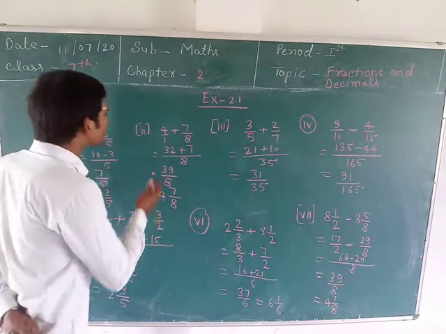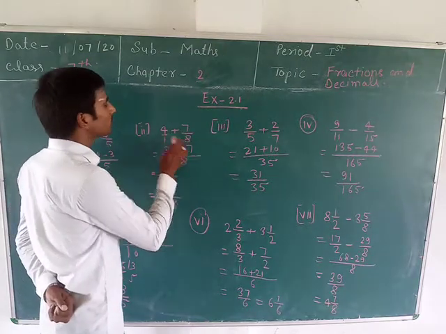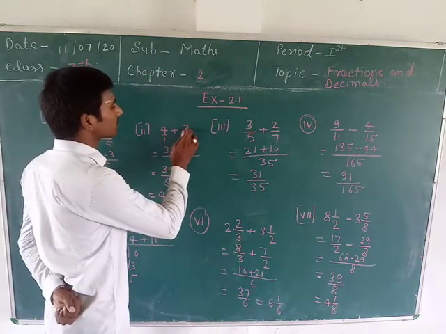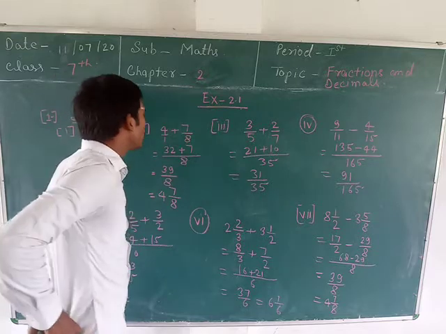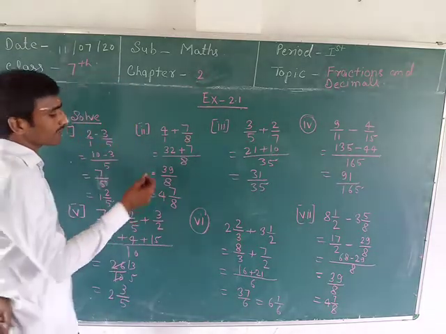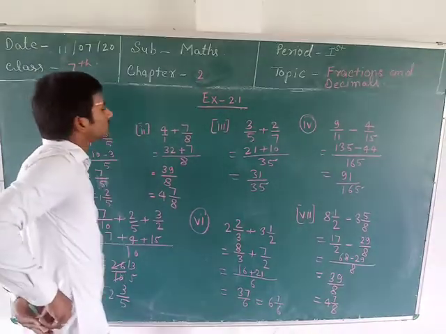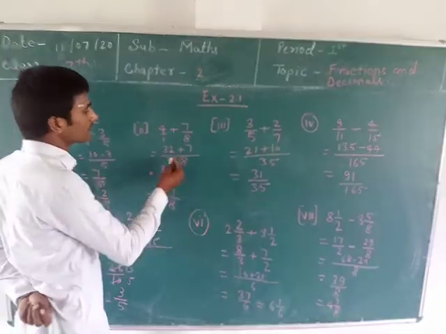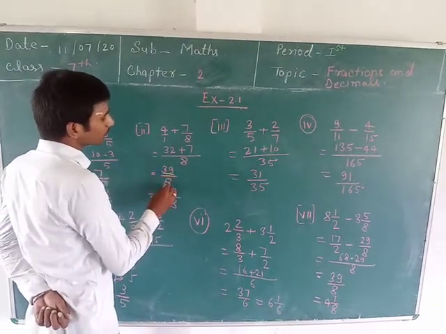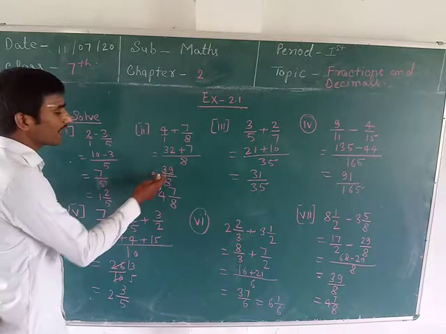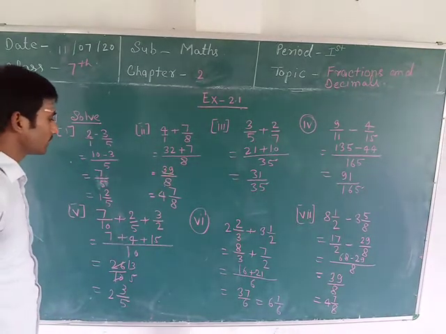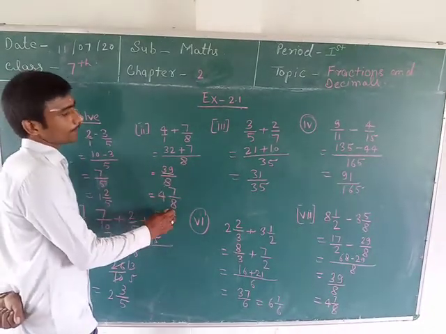Next question, 4 plus 7 upon 8, means 4 upon 1 plus 7 upon 8. Now LCM of 1 and 8 is 8. Then 32 plus 7 equal to 39 upon 8. We can write it into mixed fraction 4 whole 7 upon 8.